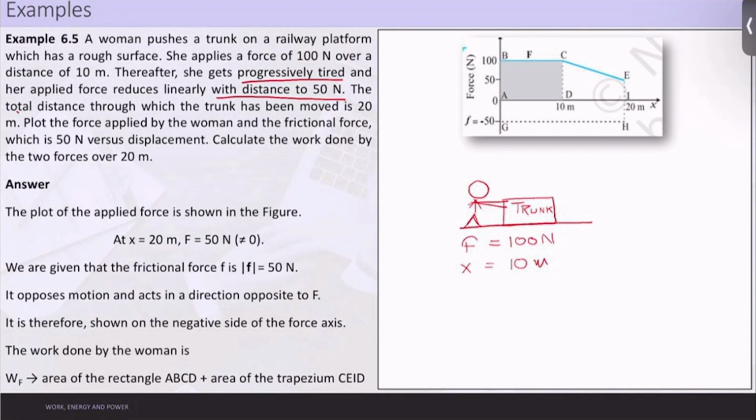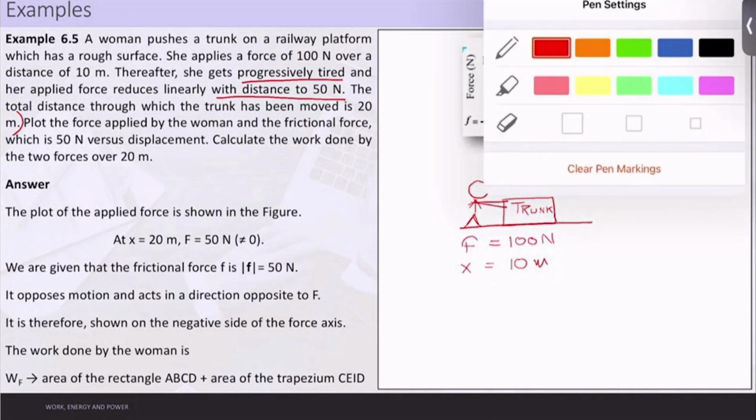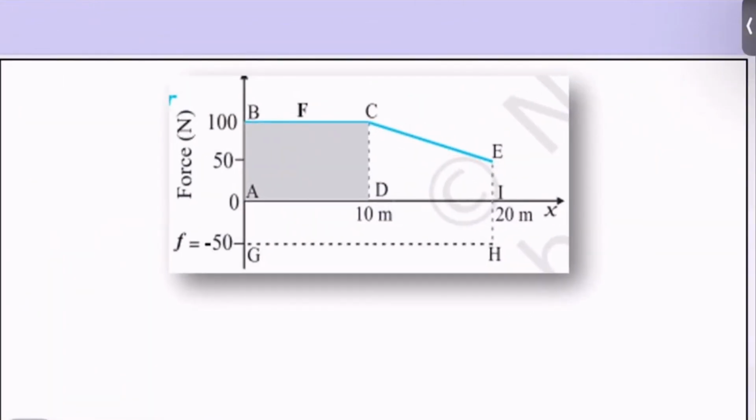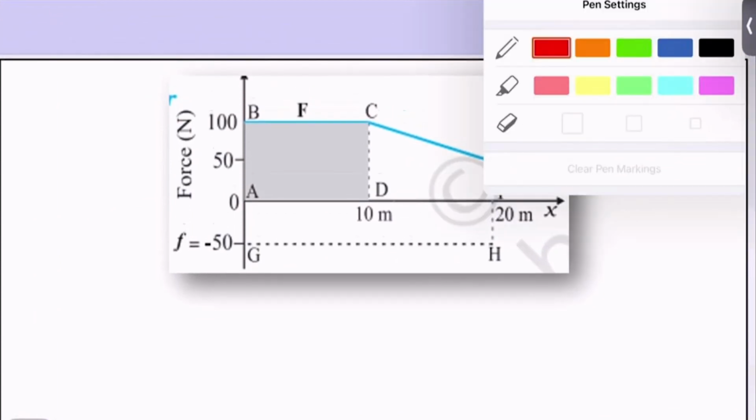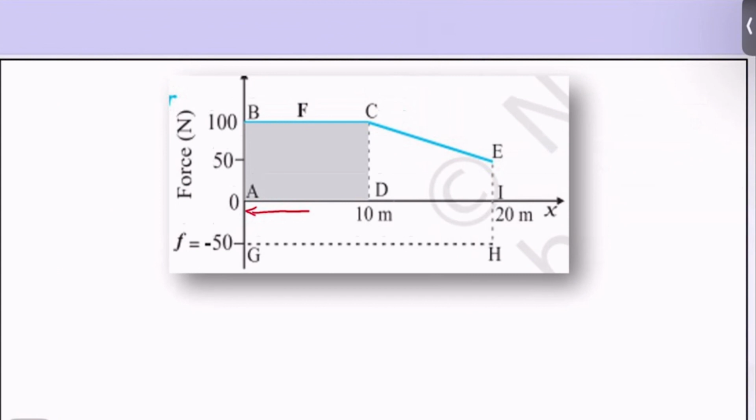Let us stop till here and try to understand the plot first. Please look at this clearly. What did the woman do? Till 10 meter displacement, she applied a constant force equal to 100 newtons. After this, she got tired, and for the next 10 meters, because the total displacement is 20 meters, the force reduced linearly. As it reduced linearly, we will draw a straight line and end it at 50 newtons.